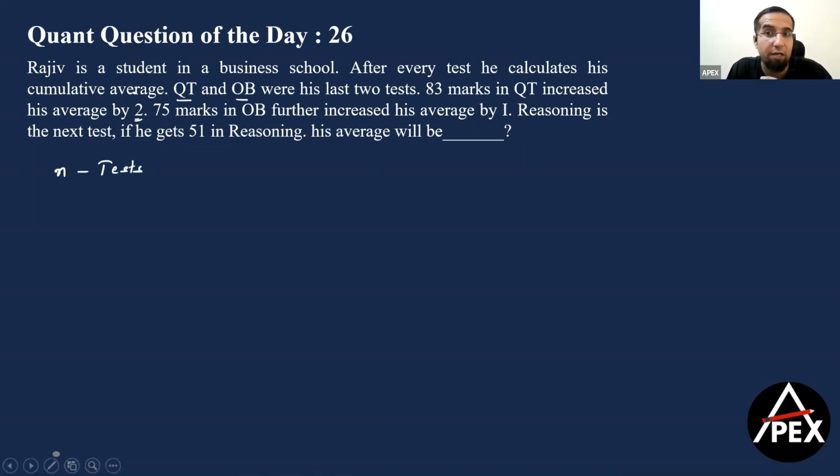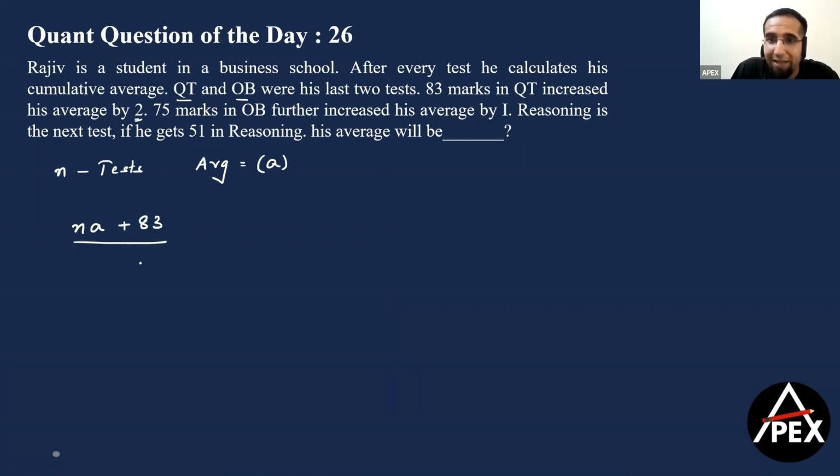And the question is saying it increased his average by 2. That means there would have been an existing average, and let's say the existing average is A. Clear? So if N tests were taken with an average of A, then N into A becomes my sum total. Now, with 83 marks in quantitative techniques or QT, we have NA plus 83, and there were N subjects, and this is one more subject, N plus 1, and the average increases by 2.